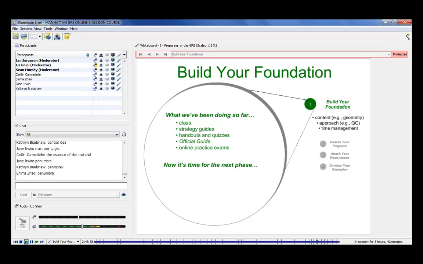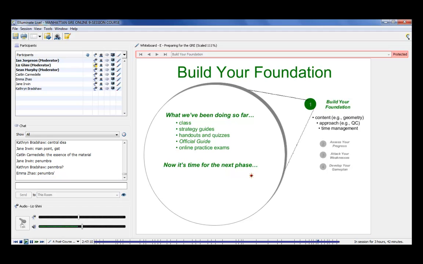So far, big picture, we've been talking about how to build our foundations. We've been discussing learning, process, and content in class, in our strategy guides, in our handouts, going through problems in the official guide and taking online practice exams. We've been trying to get better in all ways at the GMAT. Now it's time for another phase, though.